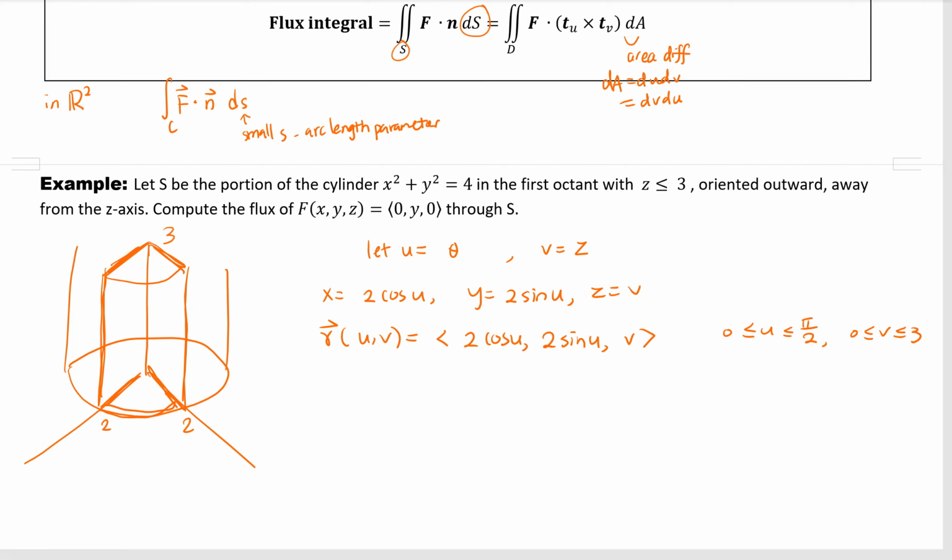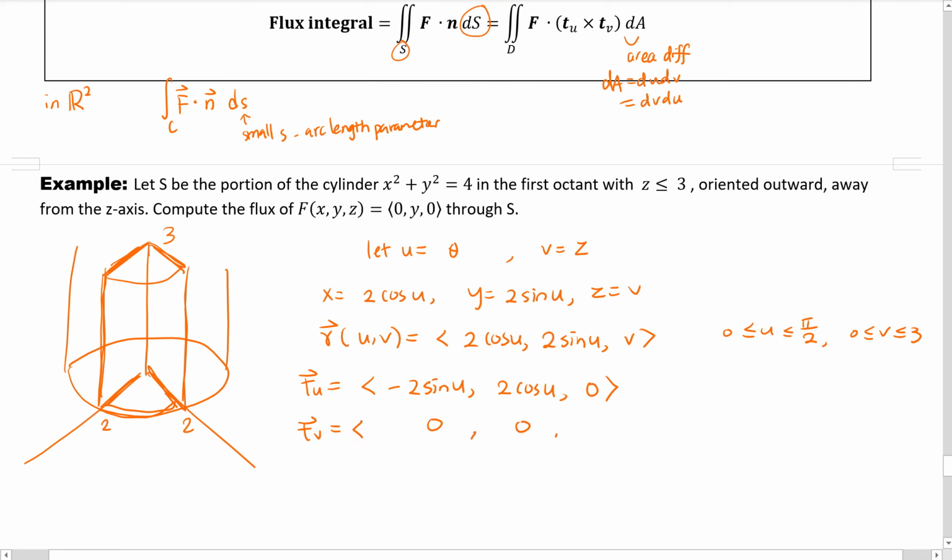Next, we want to compute the tangent vectors. Well, t_u is the derivative with respect to u. The derivative of cosine u gives minus 2 sine u, the derivative of sine u is cosine u, and the derivative of v with respect to u is 0. For t_v, there is no v in the first two, so 0, 0, and the last one is 1.